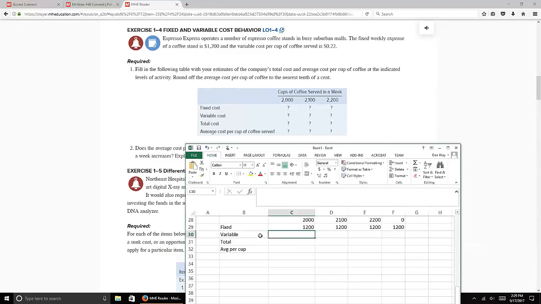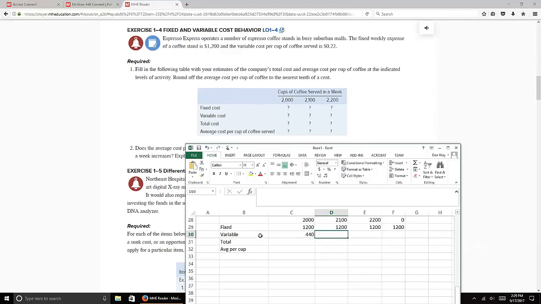Now the variable cost, we said, changes in total in direct proportion to changes in activity. And on a per unit basis, it stays the same. So we know that our variable cost per cup, so that's coffee grinds, whatever else, sugar, is 22 cents per cup. So at 2,000 cups of coffee, that total variable cost is 22 cents times the 2,000. Comes out to $440.